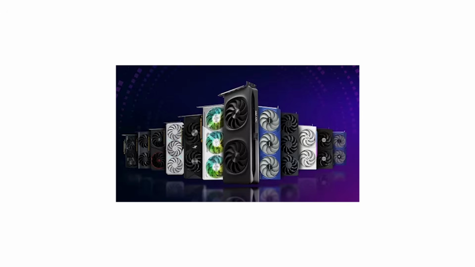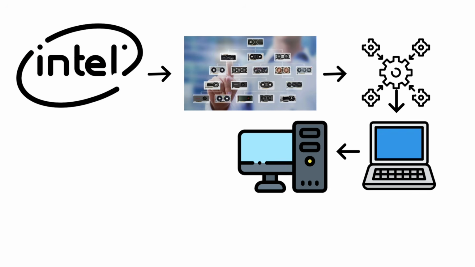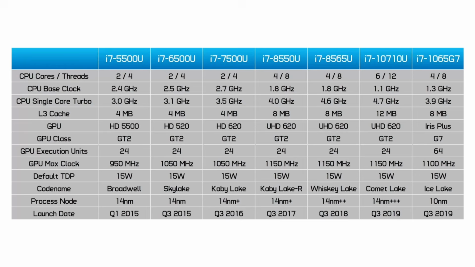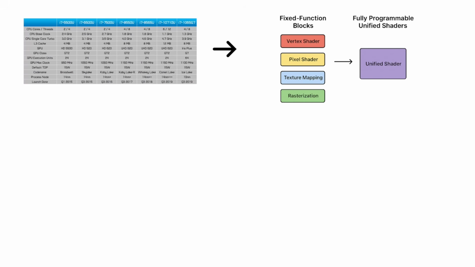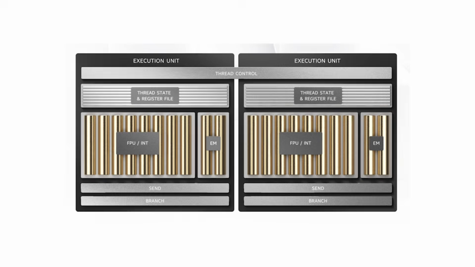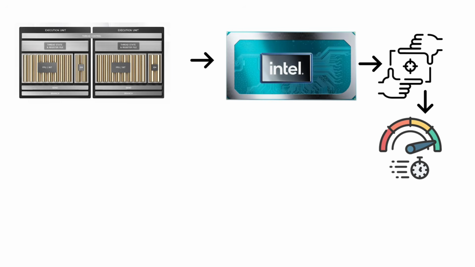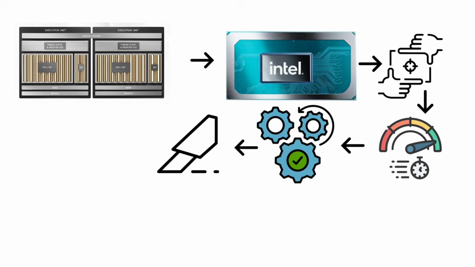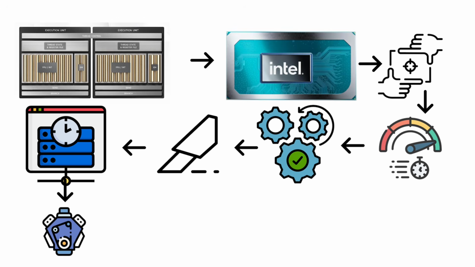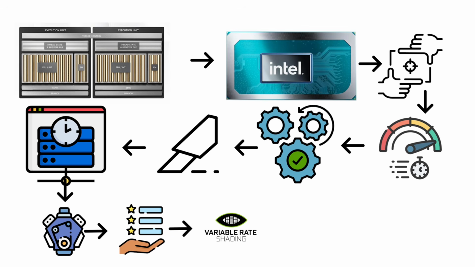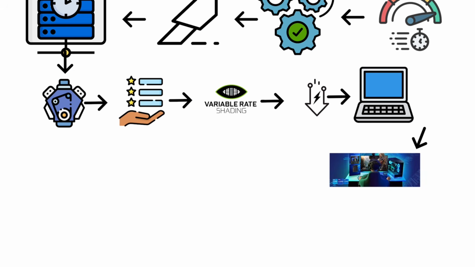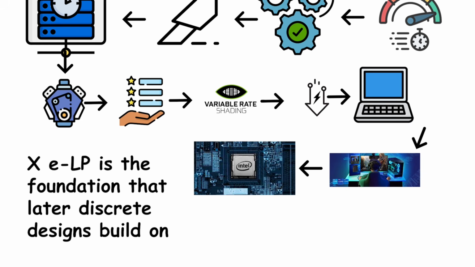Intel. Before discrete Arc cards, Intel shipped many generations of integrated graphics in its laptop and desktop processors. These designs evolved from fixed function blocks into fully programmable unified shaders. The Xe-LP step, introduced with the Tiger Lake processors, was a major rewrite focused on efficiency: more execution units per slice, larger caches, improved media engines, and modern features like variable rate shading. It kept power low for laptops while raising real gaming performance compared with earlier Intel integrated graphics. Xe-LP is the foundation that later discrete designs build on.